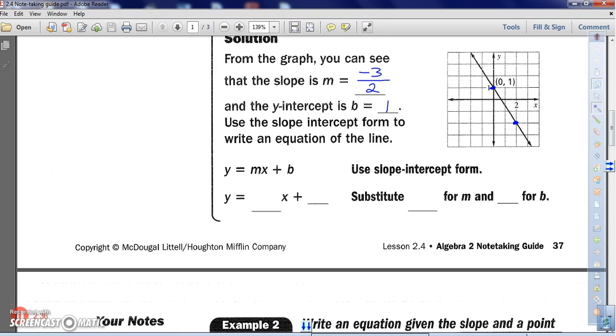So if I know the slope and the y-intercept, I can take y equals mx plus b. I can substitute, in this case, negative 3/2 for the m, and 1 for the b. So I'm going to have y equals negative 3/2 times x plus 1. And that would be the equation of the line that we see.